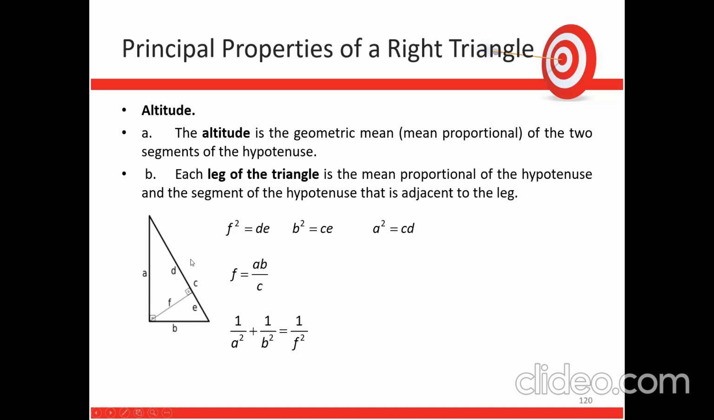So, ito pala yung altitude F. Each leg of the triangle is the mean proportional of the hypotenuse and the segment of the hypotenuse that is adjacent to the leg. So, F squared is equal to D times E. B squared is equal to C times E. A squared is equal to C times D. So, F is equal to AB over C, or 1 over A squared plus 1 over B squared is also equal to 1 over F squared.